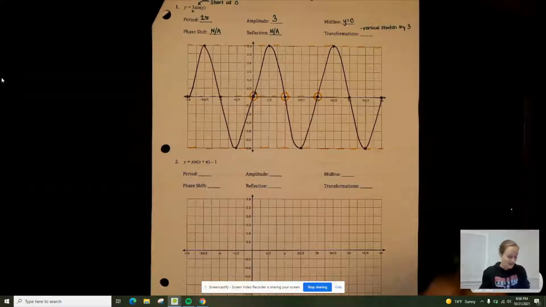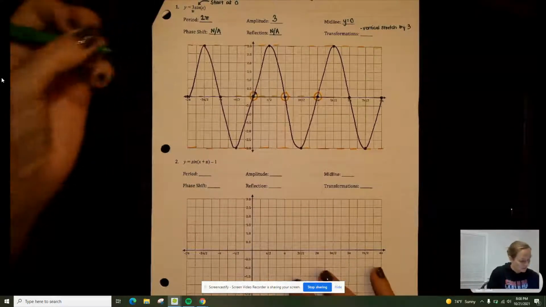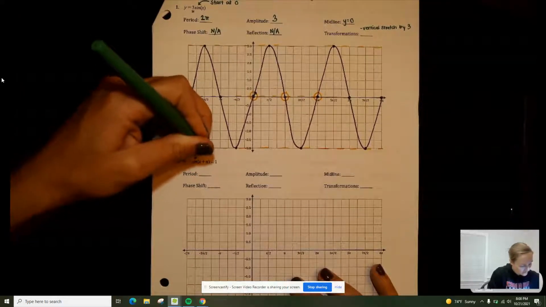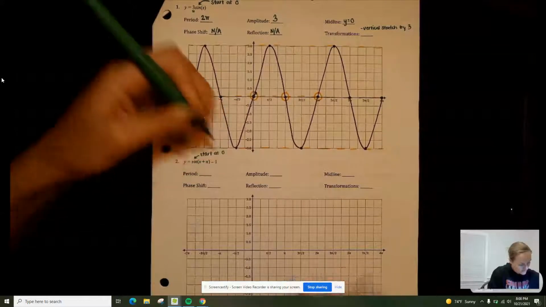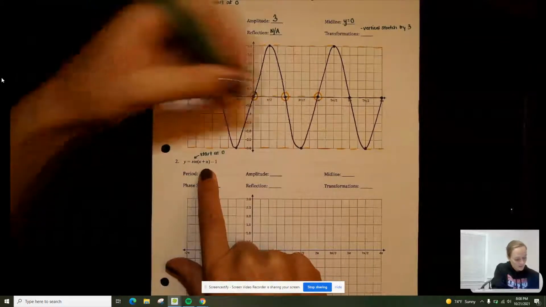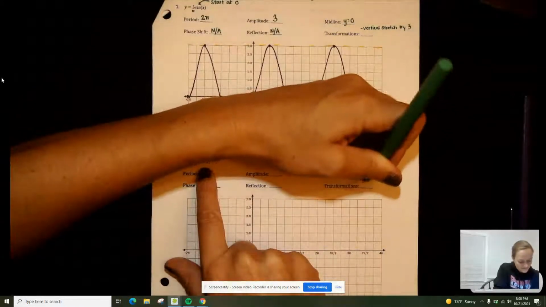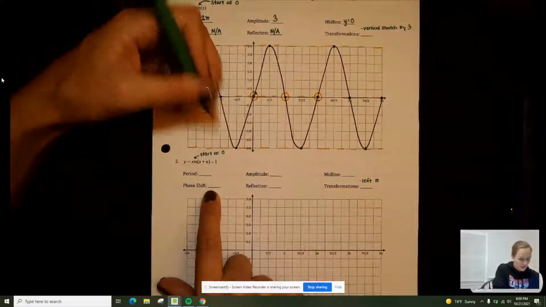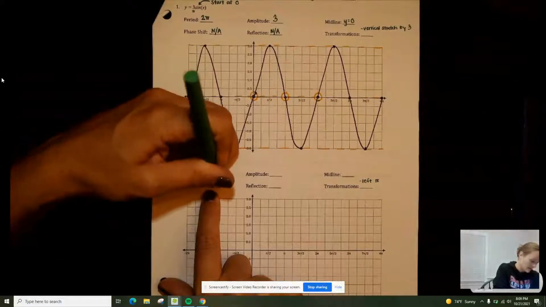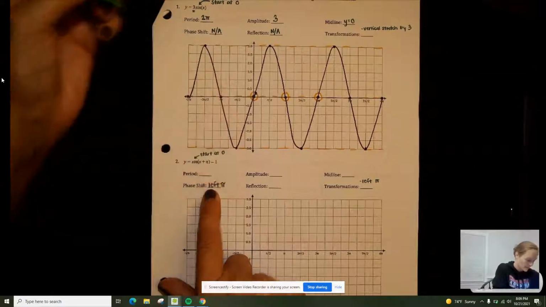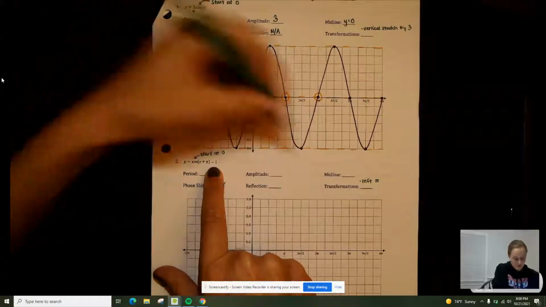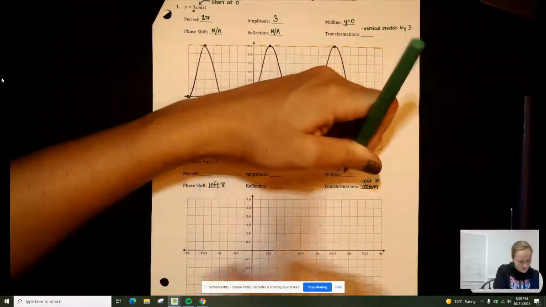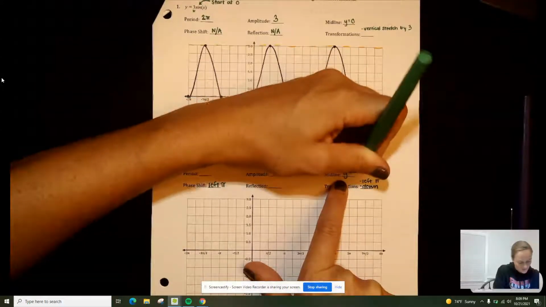So now I'm looking down at the next one. I also have a sine curve. It's going to start at 0. However, this one is going to move to the left pi, which is a phase shift. So I can write under the phase shift: left pi. And it's going to go down 1. So that affects the midline. So my midline is at y equals negative 1.